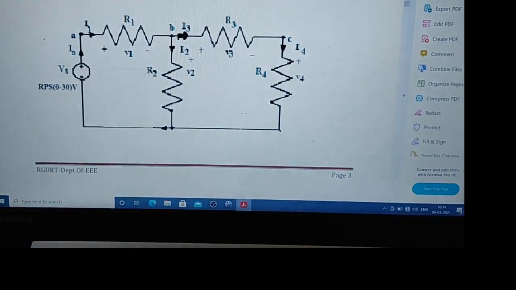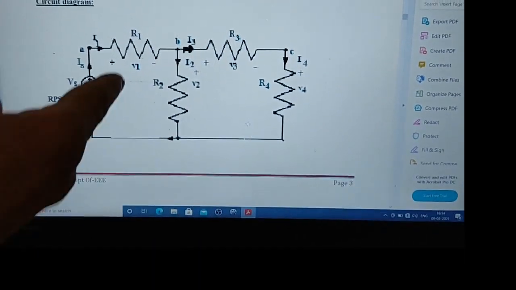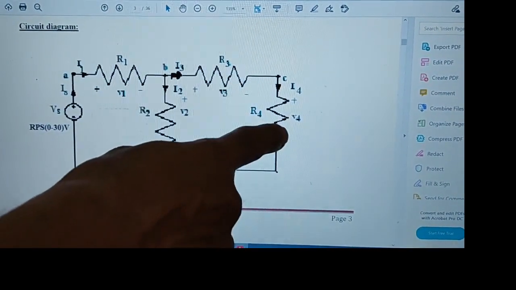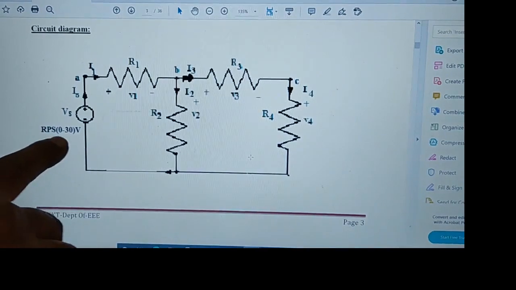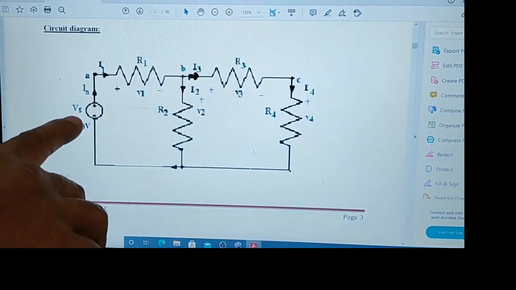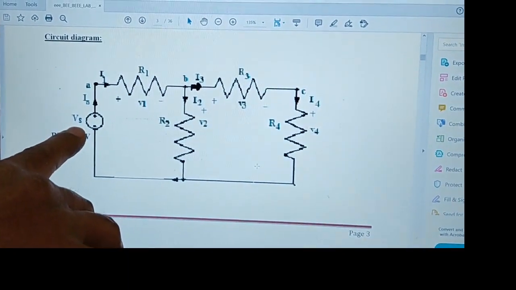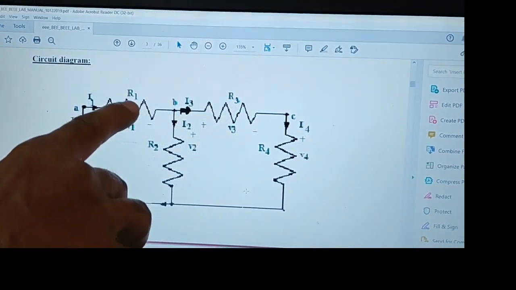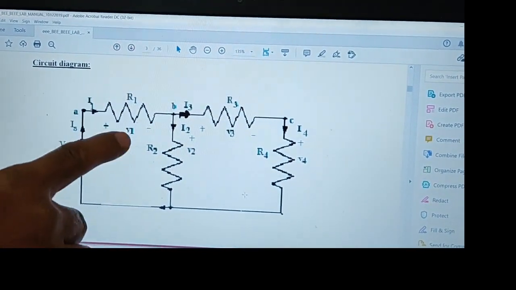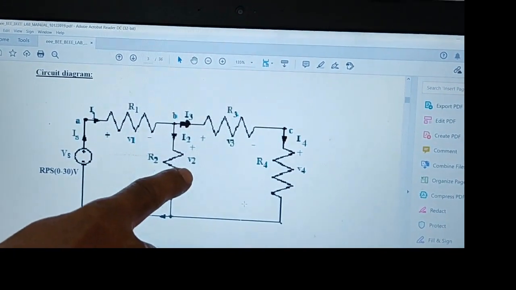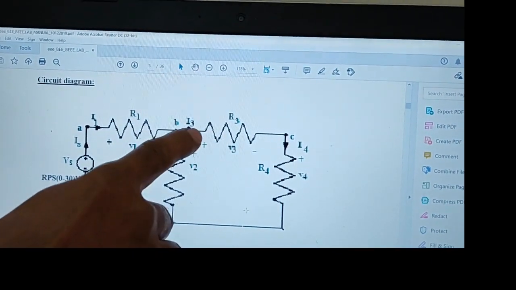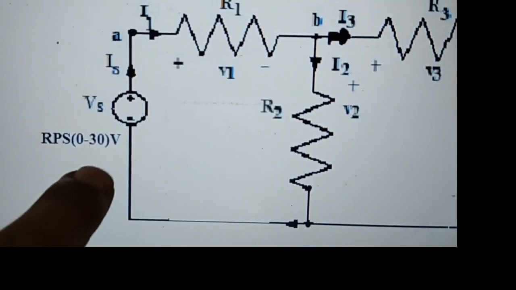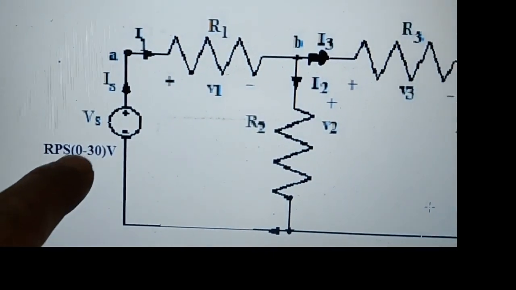Here we have taken one example for verifying KCL and KVL. We have taken 4 resistors R1, R2, R3, R4, which are connected to a power supply ranging from 0 to 30 volts. This is called VS. VS stands for source voltage, IS stands for source current. At R1 we have I1, V1. At R2 we have I2, V2. At R3 we have current I3, voltage V3. At R4, I4, V4. So here we are connecting a regulated power supply ranging from 0 to 30 volts.